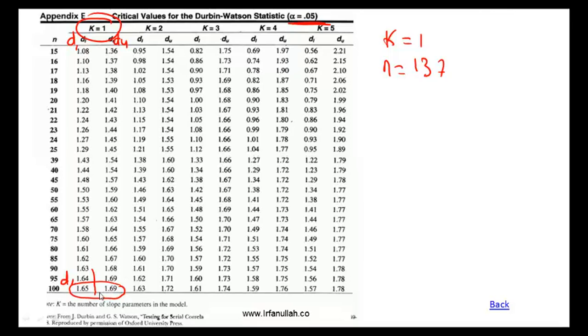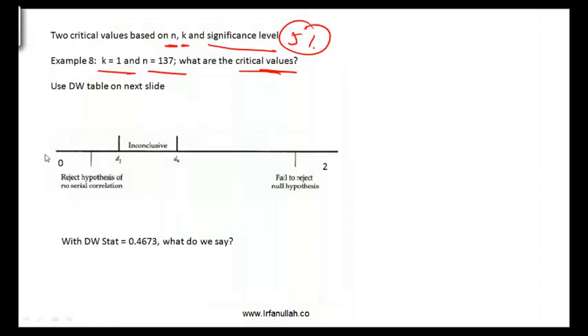All right, now how do we use this? Can you remember these two numbers, 1.65 and 1.69? What you do is you come to your Durbin-Watson statistic. So what is that table telling us? The table is telling us the critical value. So what are the two numbers we just saw?